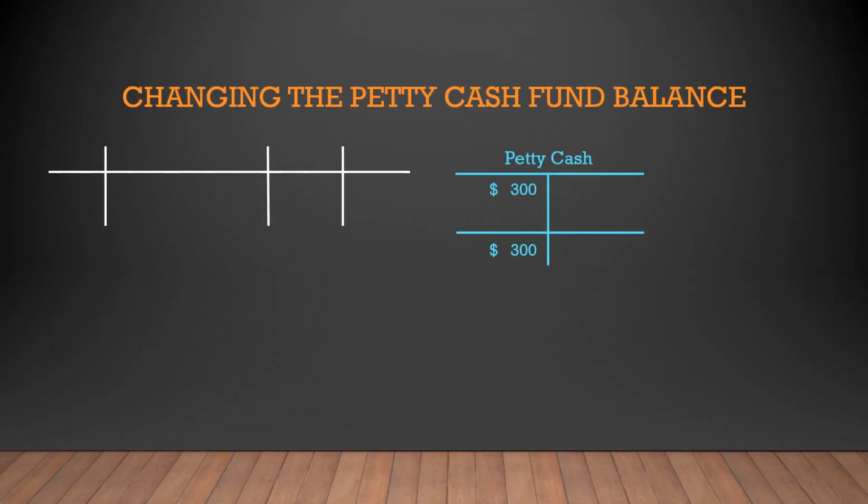What if we decide that $300 is too much to keep in the office, and we think $250 is more appropriate? In that case, we can reduce the petty cash fund balance by debiting cash and crediting petty cash for $50. Once we post to the ledger, the petty cash balance becomes a $250 debit.